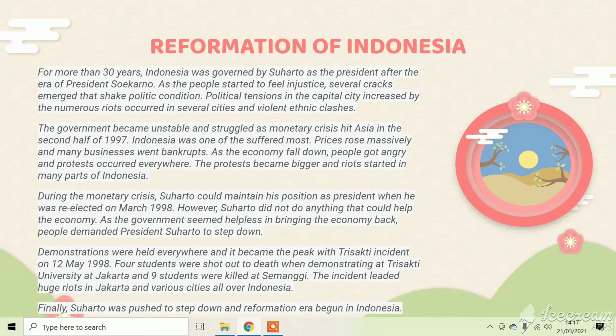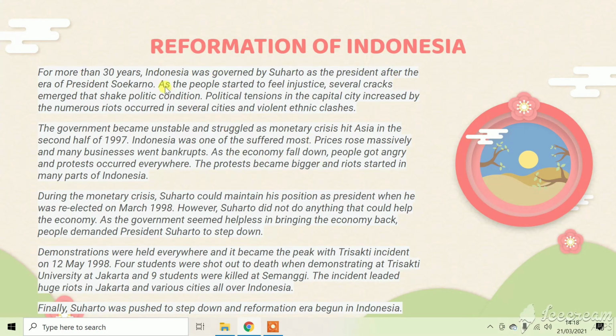In reorientation, the writer will give the feeling or their thought about the event in the past. Like here, finally, it is something that the writer feels about the Reformation of Indonesia. The writer wrote like this: finally, Suharto was pushed to step down, and the Reformation era began in Indonesia. It is a kind of reorientation. Okay, and then based on the language feature also here, most of the sentences here use simple past tense.